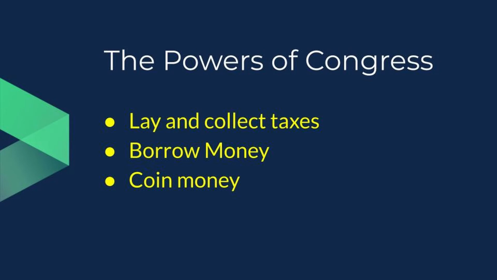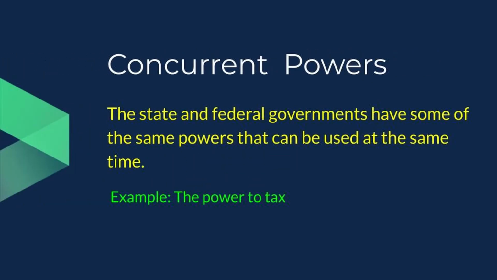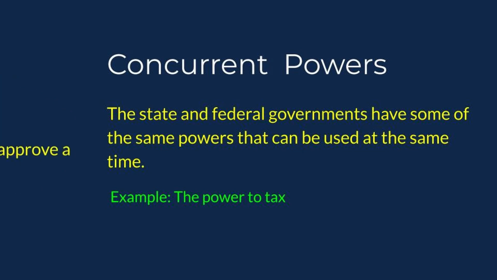What are some of the powers of Congress? To lay and collect taxes, to borrow money, and to coin money. Concurrent powers. The state and federal governments have some of the same powers that can be used at the same time. Example, the power to tax.